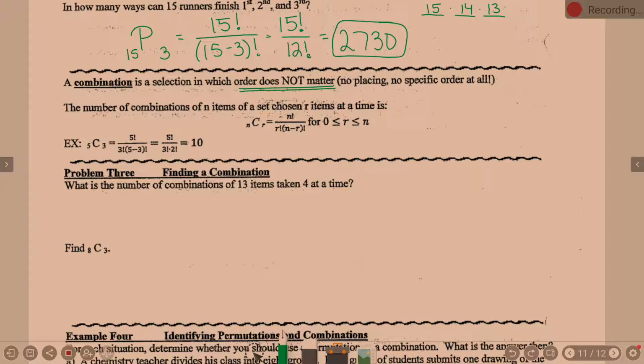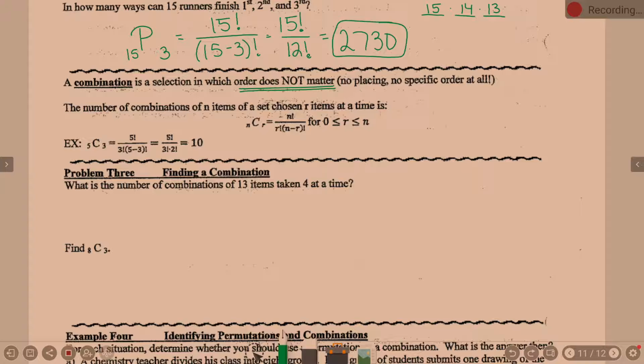So that would be like taking the last problem and changing it to, in how many ways can 15 runners finish in the top 3? In other words, not awarding specifically first, second, third, but just how many ways can 3 runners be the top 3 runners.